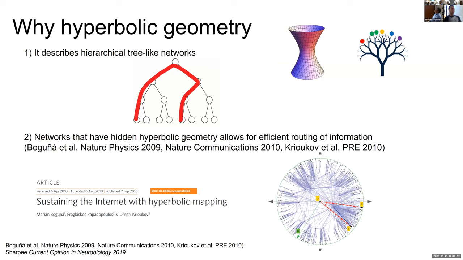Any questions? So the reason I think it's important for biology is because nodes go up and down and connections get reformed and no single node knows the full connectivity structure. And they can still achieve good routing of information. So those are the two reasons.